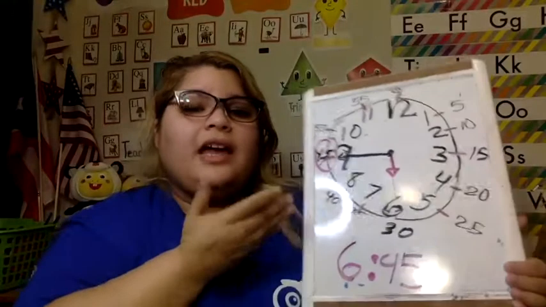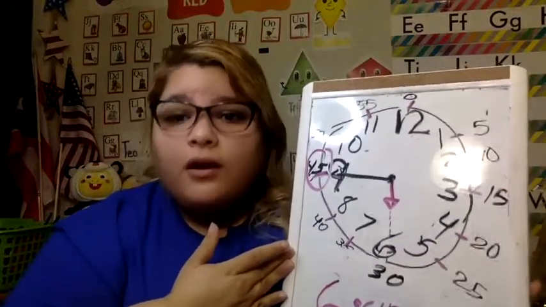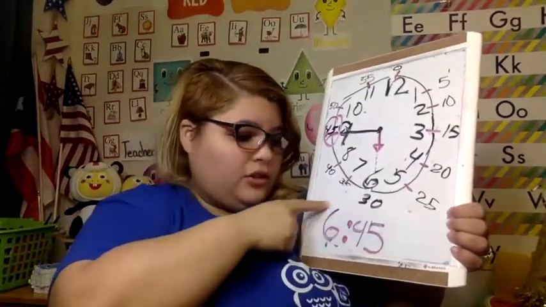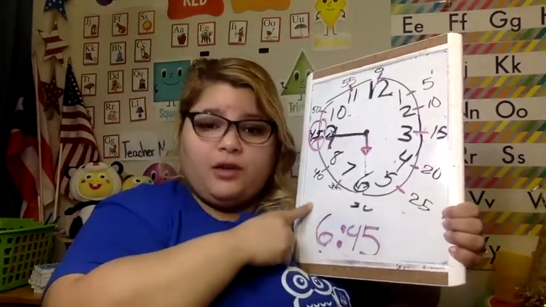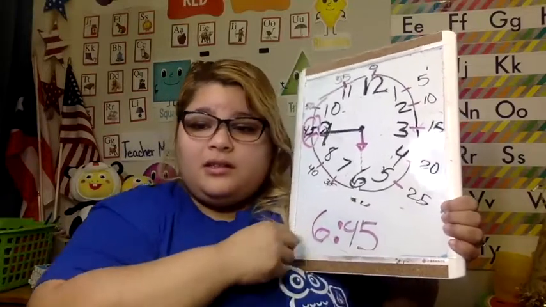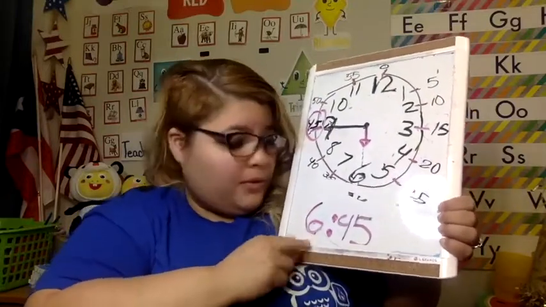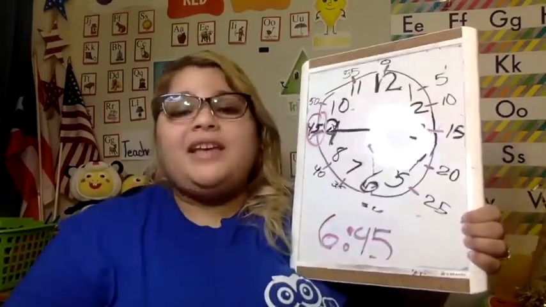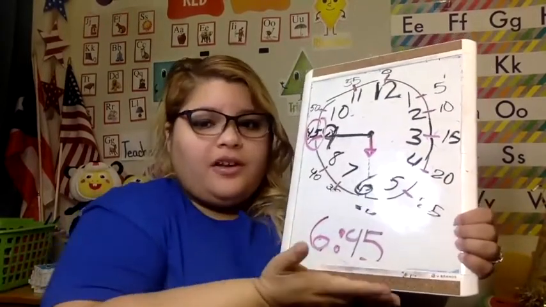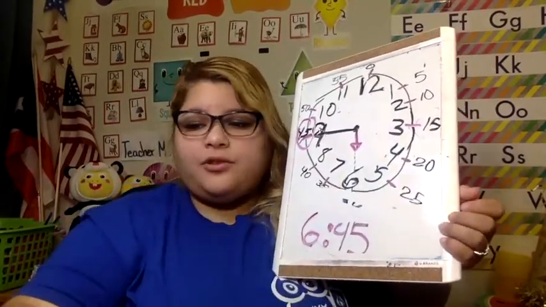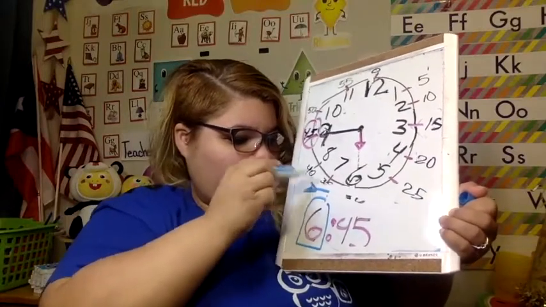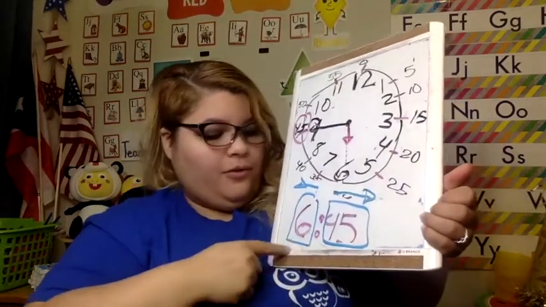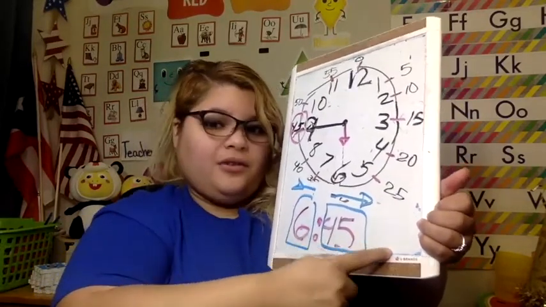This is how an analog clock works and how you can tell time with an analog clock. Remember, the digital clock is the one that already shows you the numbers, like this. The hour numbers will always be before the 2 periods, and the minutes number will always be after. Before, after. Before the periods, after the periods.